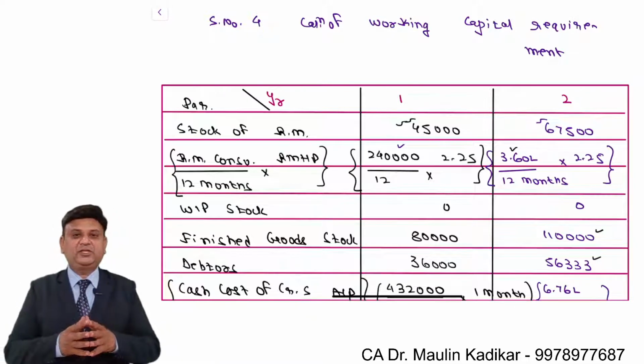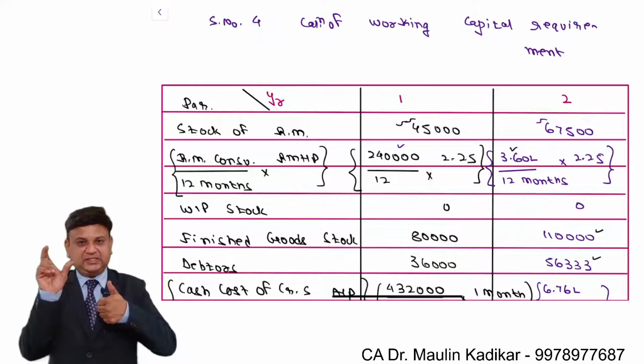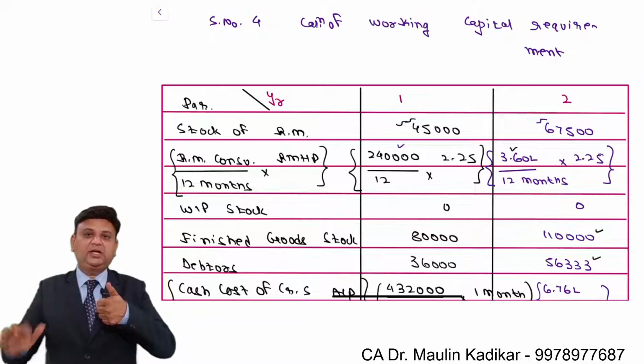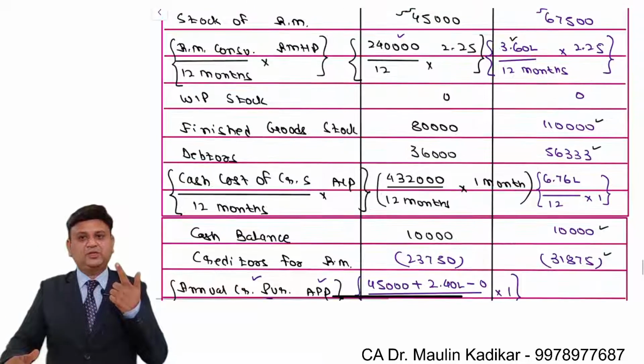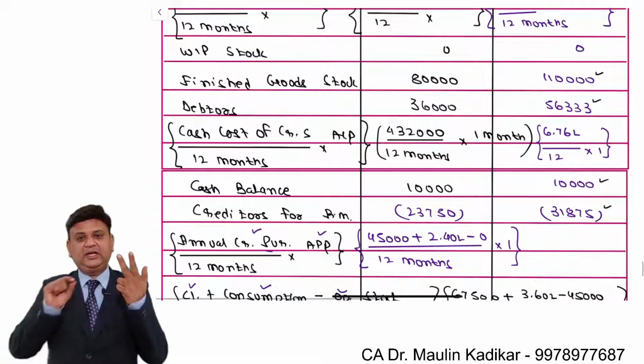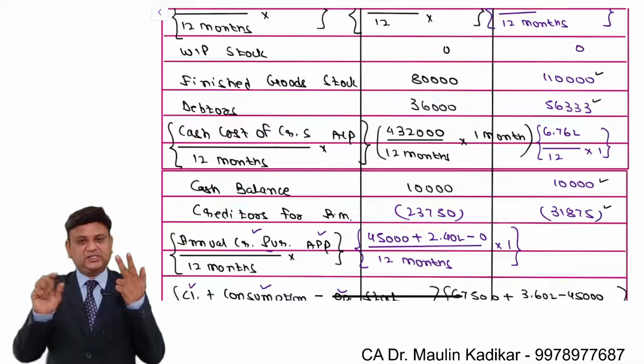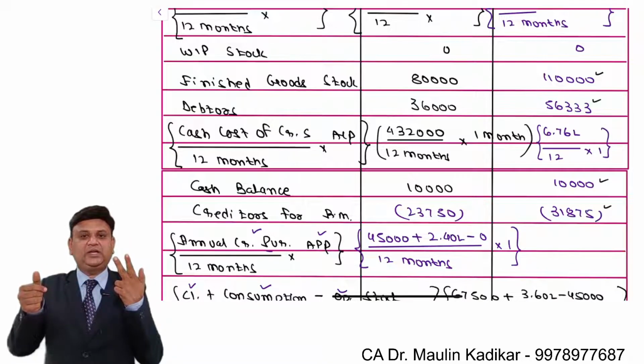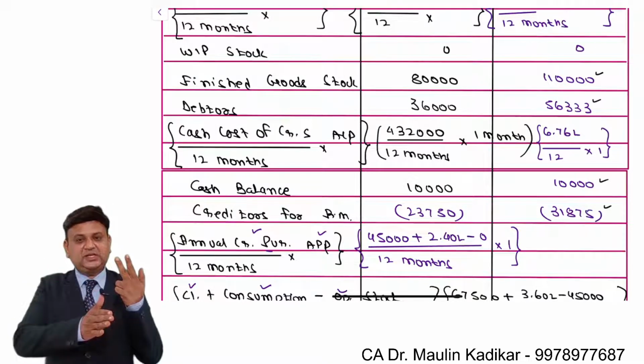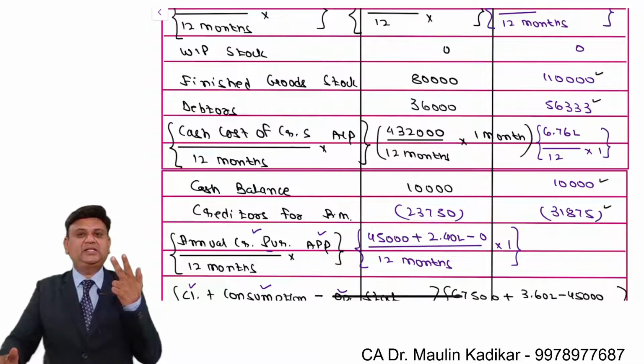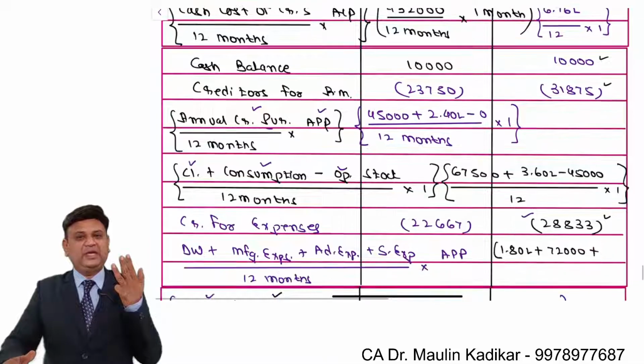In that we start with the stock of the raw material, that is consumption divided by 12 into holding period. Finished goods stock as it is. In case of the debtors, it is cash cost of the credit sales divided by 12 months into collection period. For the first year 432, for the second year 676. Cash balance simple 10,000 rupees that we are going to keep at the end of the year.